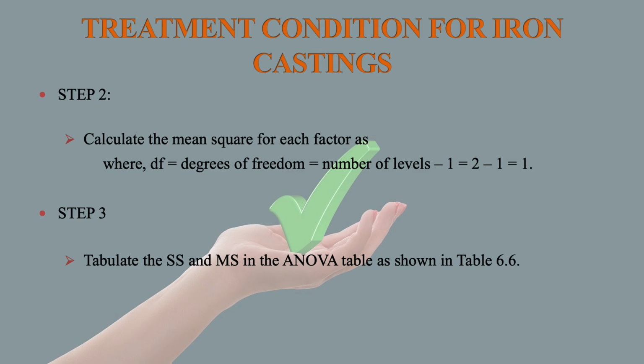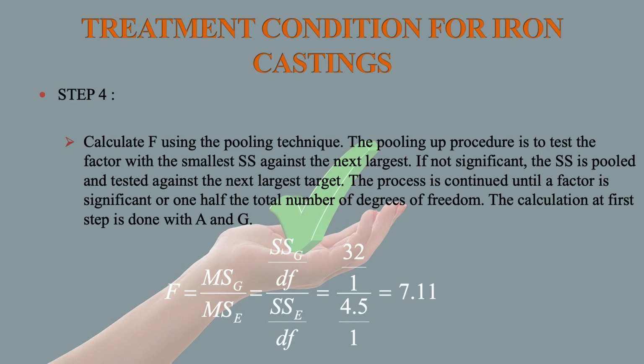Then step 3: tabulate the SS and MS in the ANOVA table as shown in table 6.6. Calculate F using the pooling technique. The pooling procedure is to test the factor with the smallest SS against the next largest. If not significant, the SS is pooled and tested against the next largest. The process is continued until a factor is significant or half of the total number of degrees of freedom is reached.